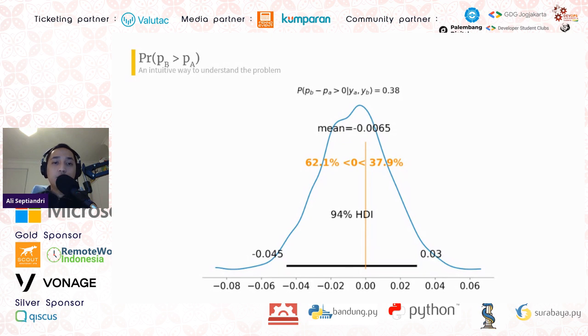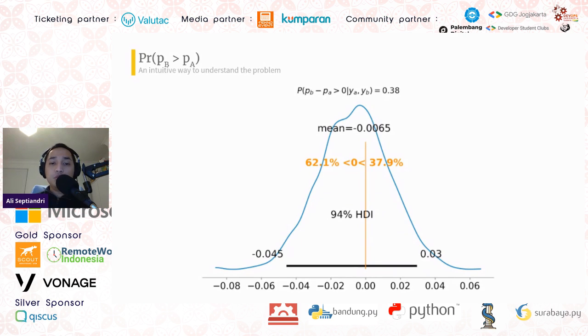After the formulation and doing the sampling using PyMC3, in this case the NUTS sampler, you'll get this. You'll see that the probability of PB being greater than PA is actually 38% or 0.38. Or you can interpret that PA is actually better than PB. You believe that PA will be greater than PB 62% of the time.